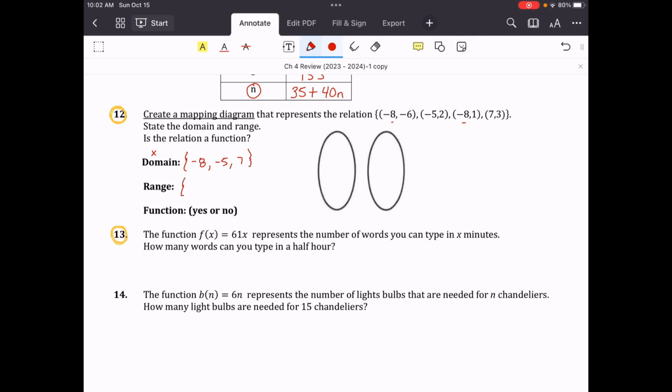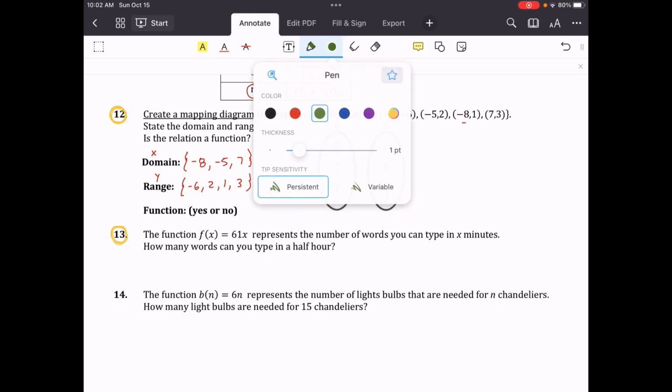Range are our y values. This is -6, 2, 1, and 3. So for our mapping diagram, we're going to put domain on the left, range on the right, and we're going to kind of track where they go. So domain, we'll put -8, -5, and 7, and range -6, 2, 1, and 3.